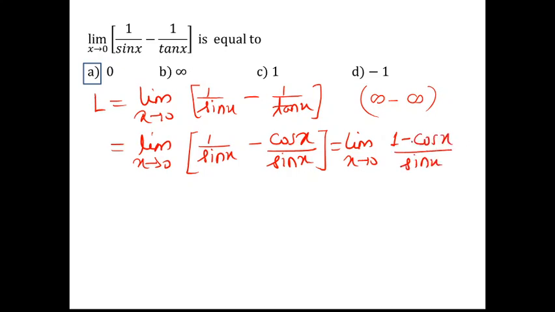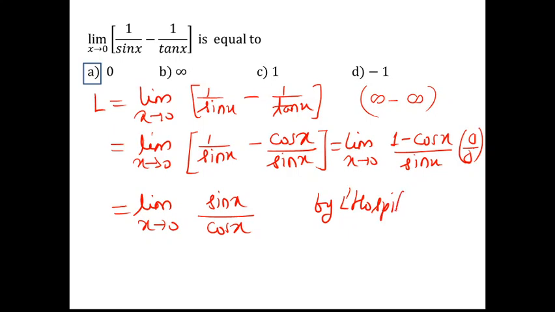When we apply the limits, cos 0 is 1, 1 minus 1 is 0, sine 0 is 0, so 0 by 0 form. So we can apply the L'Hospital's rule. So differentiate numerator and denominator independently. The derivative of the numerator, that is cos x, is minus sine x, already minus sine, so we have plus sine x, and the derivative of sine x is cos x, right, by L'Hospital's rule.